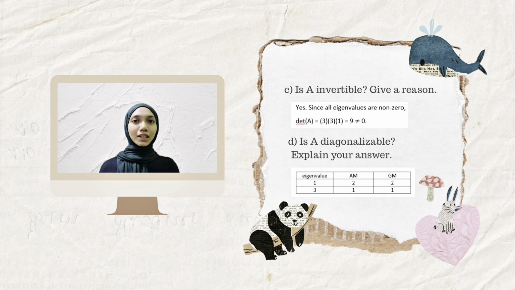For question B, is A diagonalizable? Explain your answer. So, based on the table, we can conclude that A is not diagonalizable because geometric multiplicity is not equal to algebraic multiplicity for lambda equals 3.